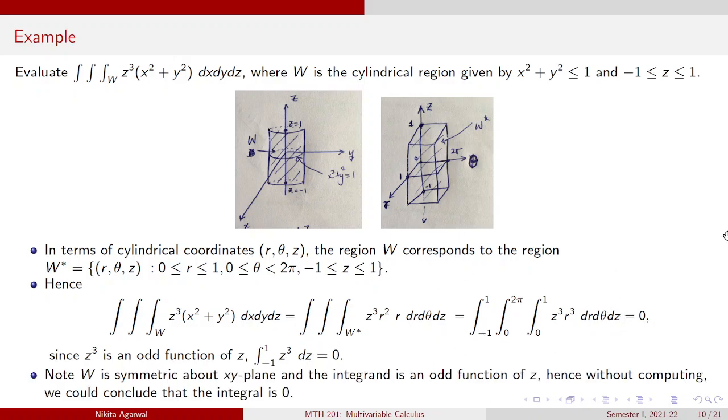So W is symmetric about the xy plane and the integrand is an odd function of z. Hence, without computing, we can conclude that the integral is 0. So in this particular example, you need not even go through all this jargon of converting to cylindrical coordinates, because you look at the integrand, it's an odd function of z and your region is symmetric about z, right? So this integral has to be 0. There is no other choice.